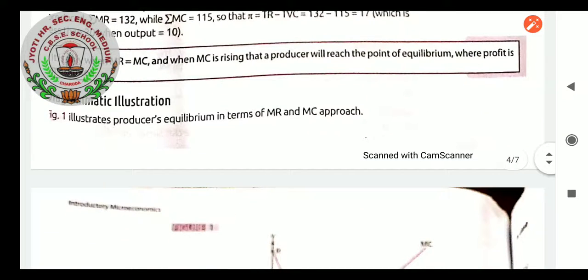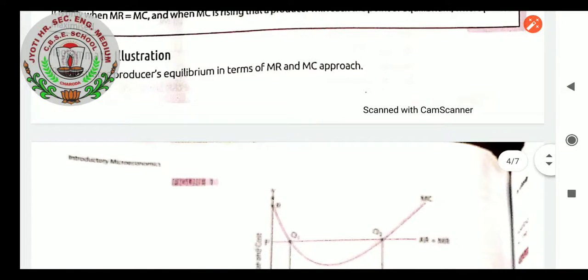Diagrammatic illustration: students, to get the solution of this problem through the marginal revenue and marginal cost approach, we will see it like this.